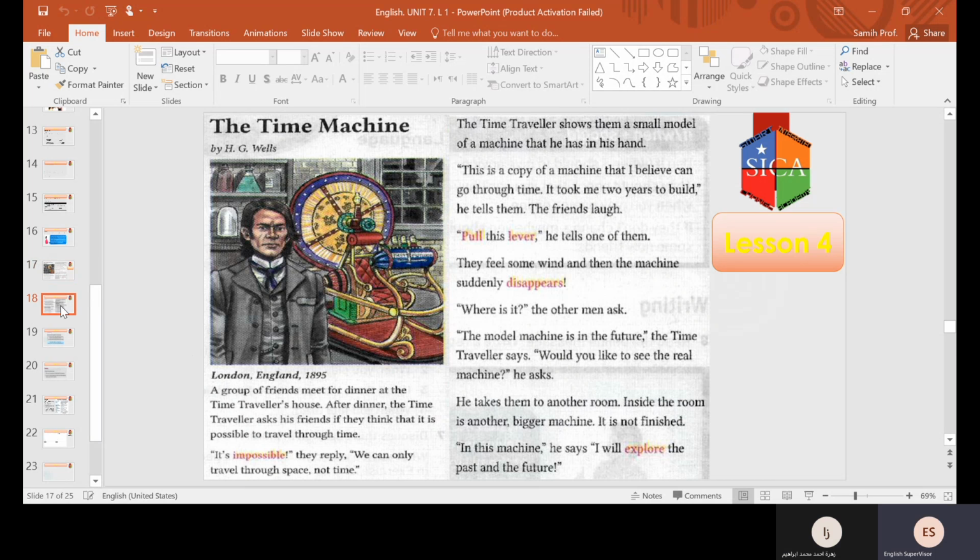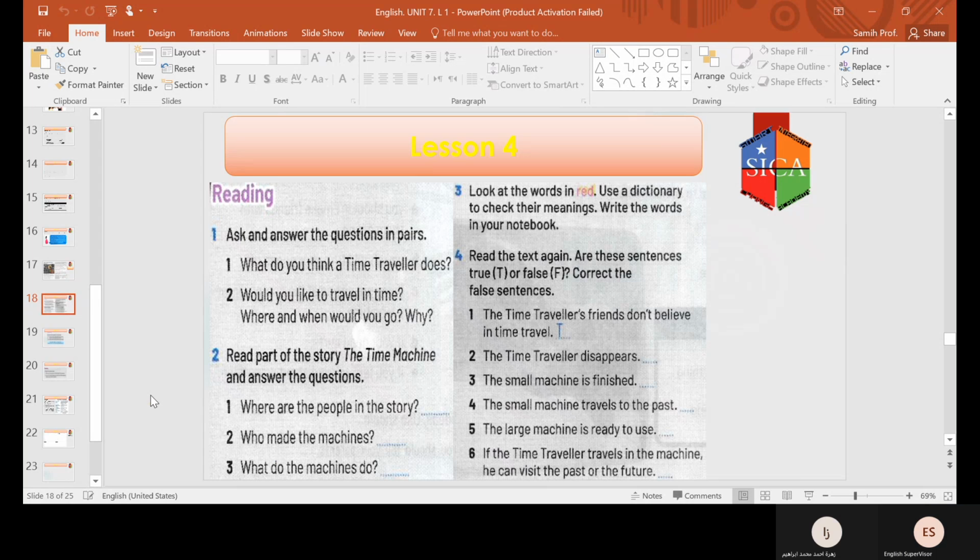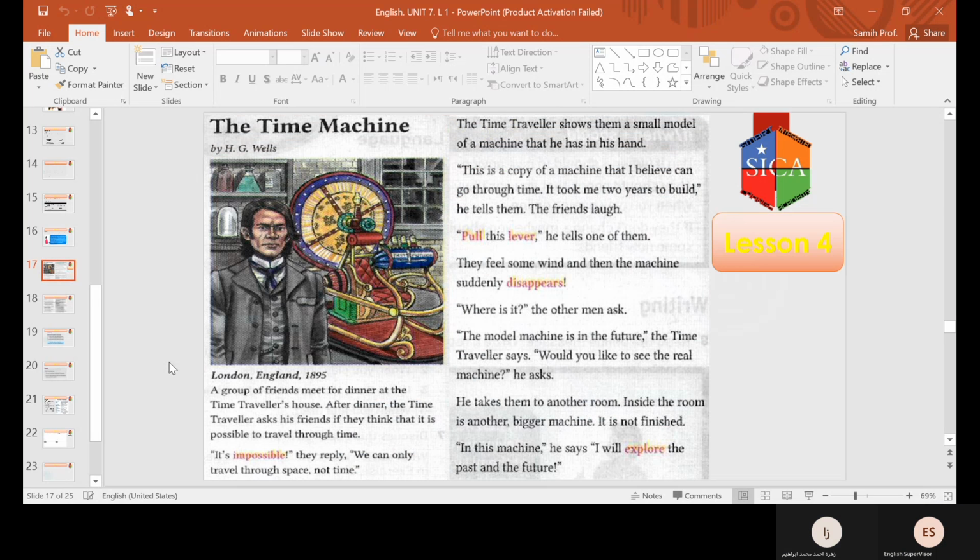Number 4, sorry. The small machine travels to the past. False. Bigger. And also travel through space, not time. Okay. Great. The next one.